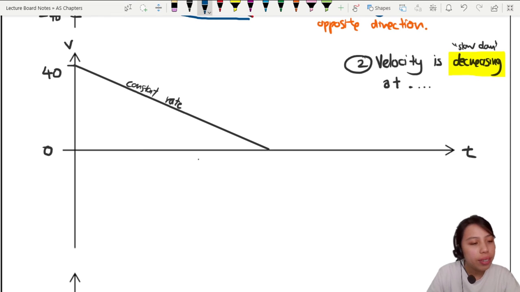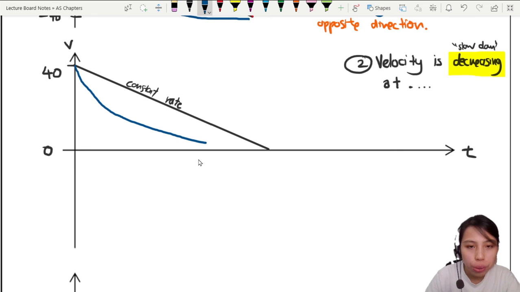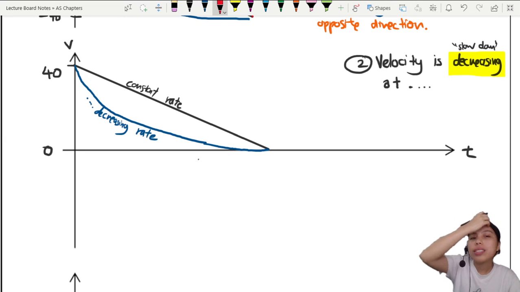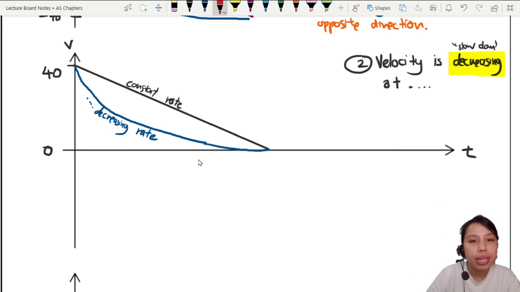Then we have the other ones. Decreasing at a decreasing rate. So you have something like this. Almost there. Okay. So decreasing at a decreasing rate. What other ways can we decrease? Increasing rate. Okay, we do the third one.